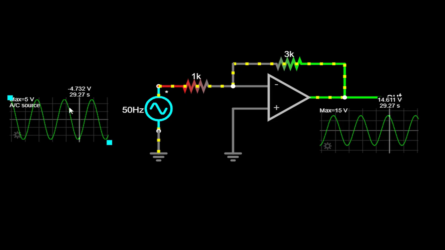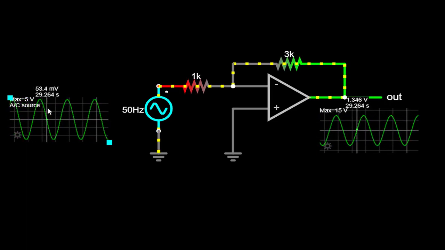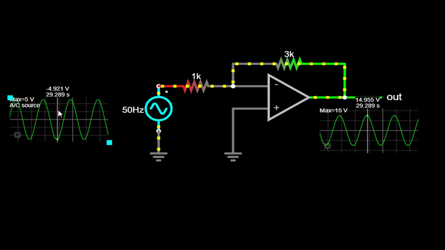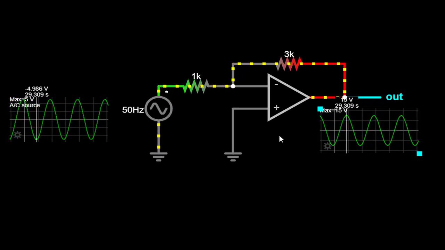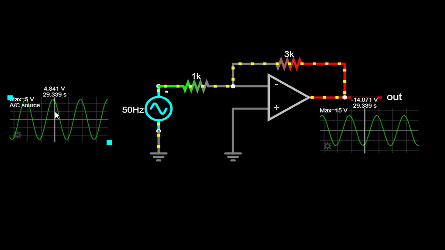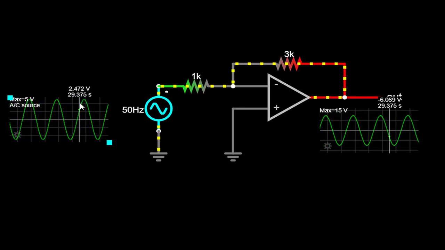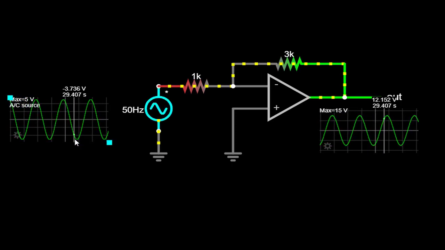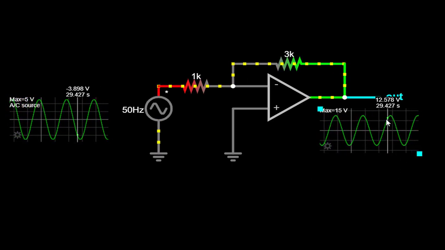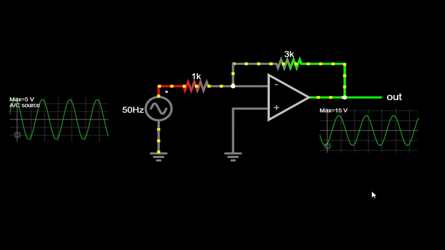For example, if we apply positive voltage at the inverting input, the op-amp will produce an output voltage that is the negative of the input voltage, but amplified based on the gain set by the resistors. Similarly, a negative input voltage will result in a positive amplified voltage output.